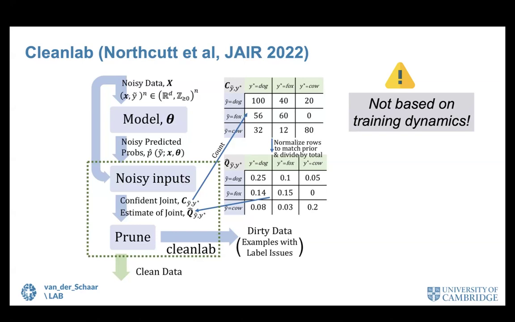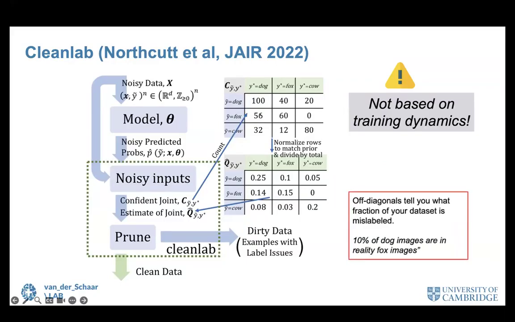The idea is that if you pass your noisy data through your predictive model, you're going to get some noisy output like y hat, which is your noisy predicted probabilities. And then they try to estimate something they call the confident joint. How do they do this? Well, they simply count. Anytime the noisy image was labeled dog and the model predicted dog, they count all the instances of that. Every time the noisy image was labeled dog and then the model predicted fox, they count those.